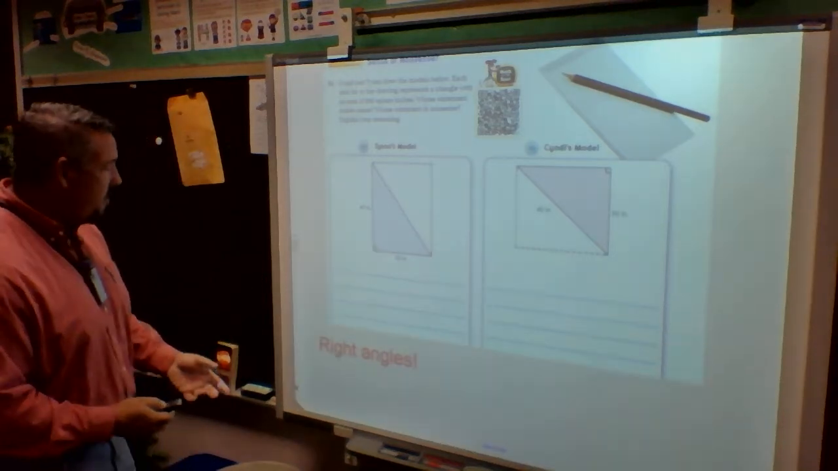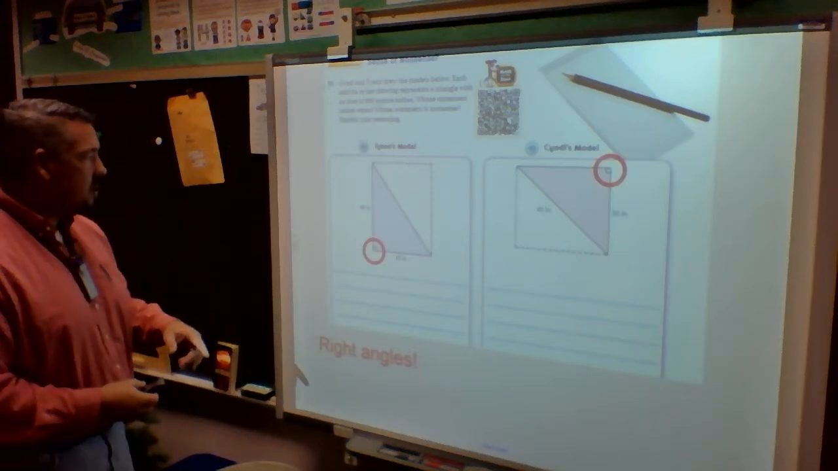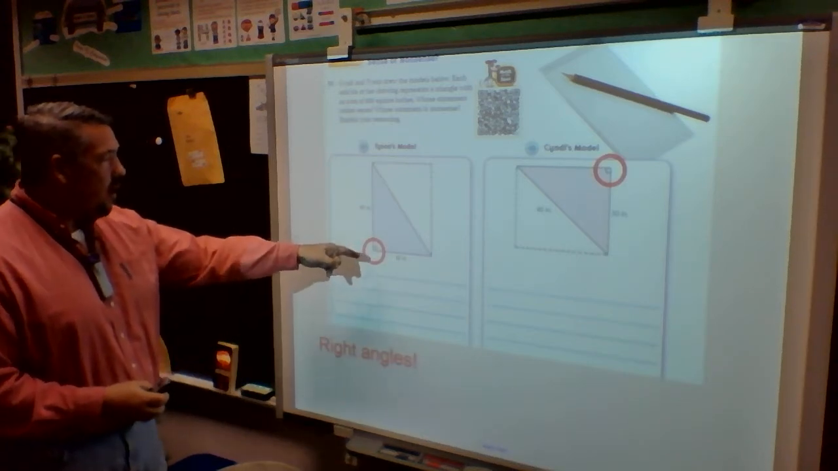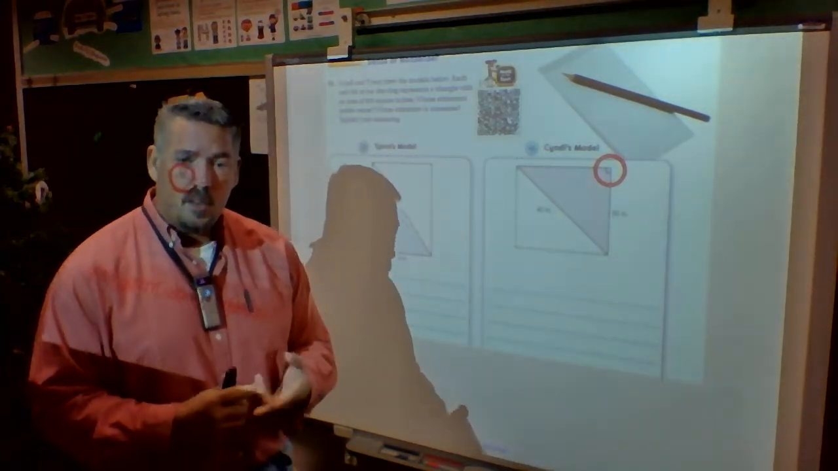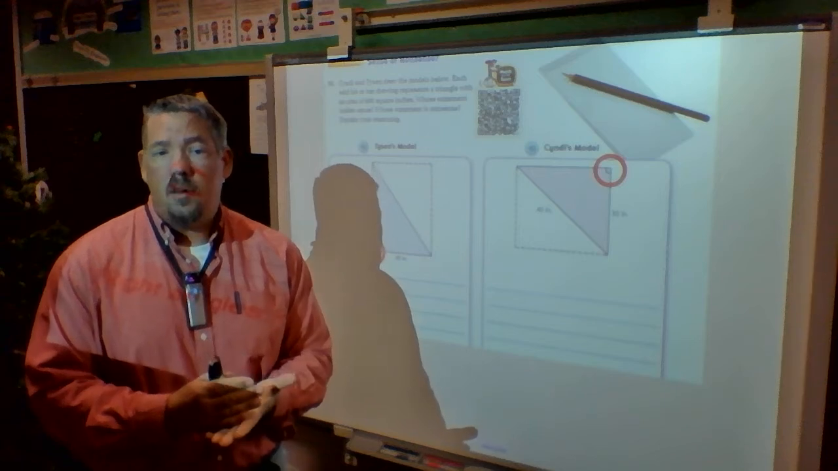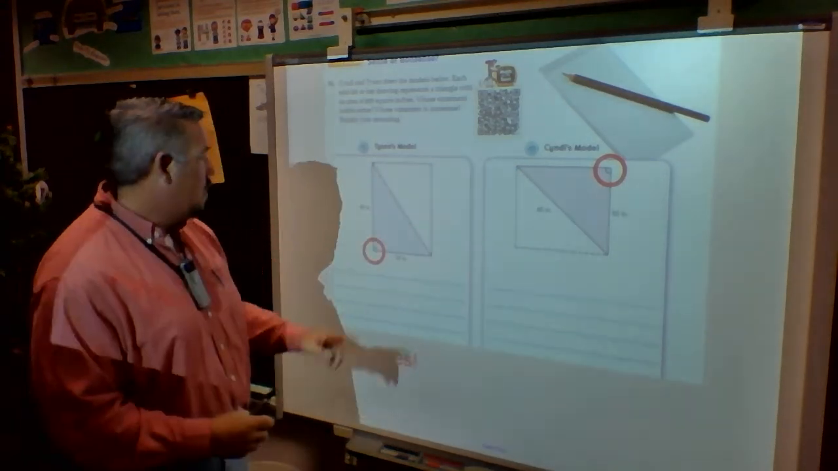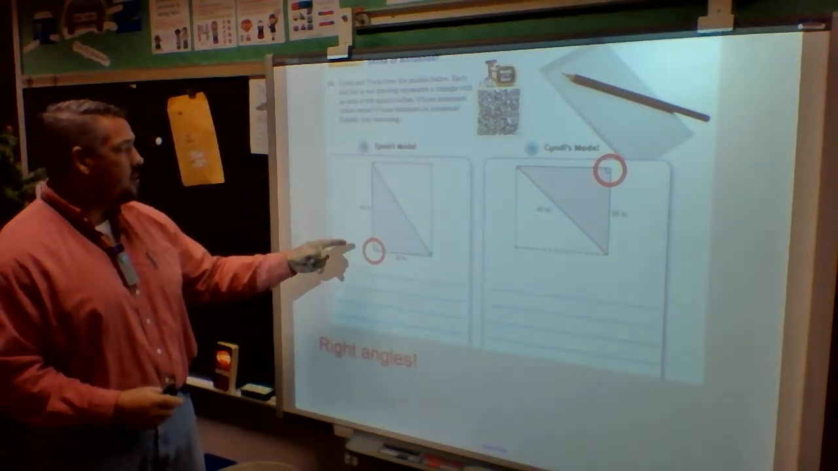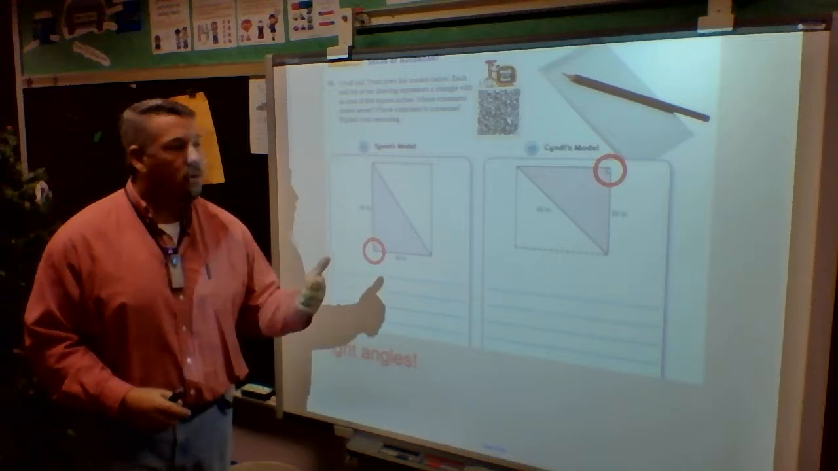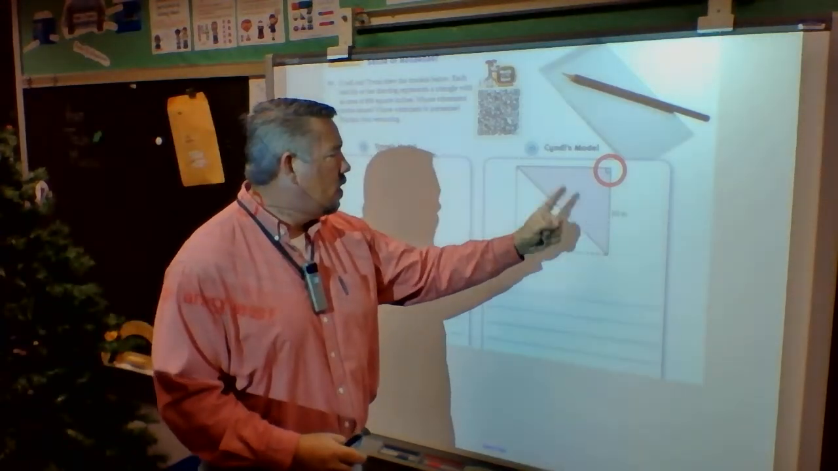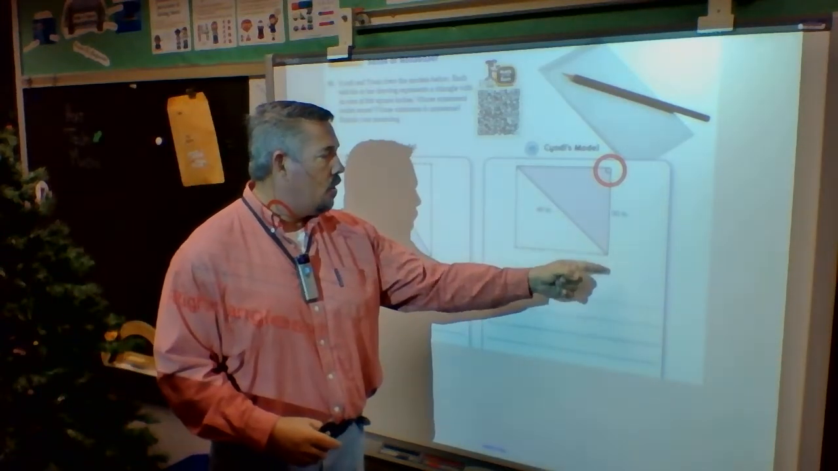So let's look at what they've given us. If I have a right angle, this is my right angle, this is my right angle, and then we said with 10.1 and 10.2, the two sides that make up the right angle are the measurements that I use. Did Tyson use those two measurements? Yeah, he did. He's good to go. How about Cindy? Cindy didn't. Cindy used this long line here.